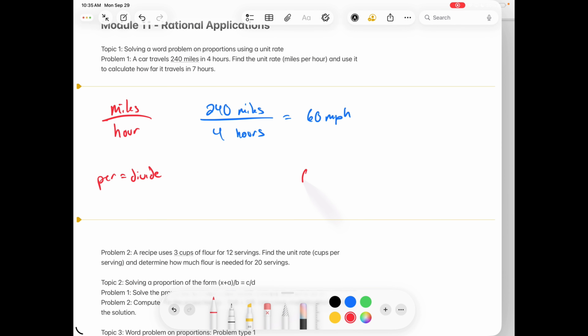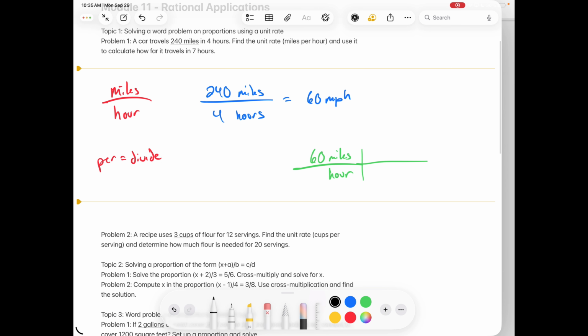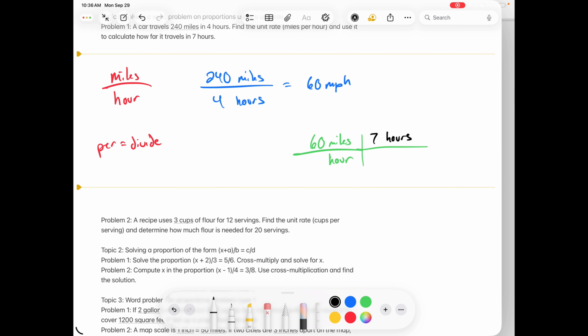Not going to go too far into this. This is something you use a lot in chemistry, and it's called dimensional analysis. If you do get stuck on whether you should multiply or divide, you can do this. So in 7 hours, I want the hours to cancel out. So I write hours on top so that the hours cancel out, and I'm going to be left with miles, and 60 times 7 would be 420.